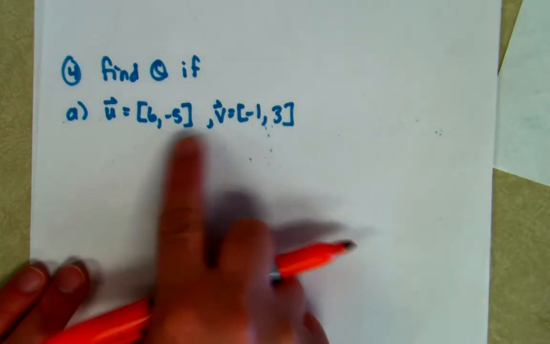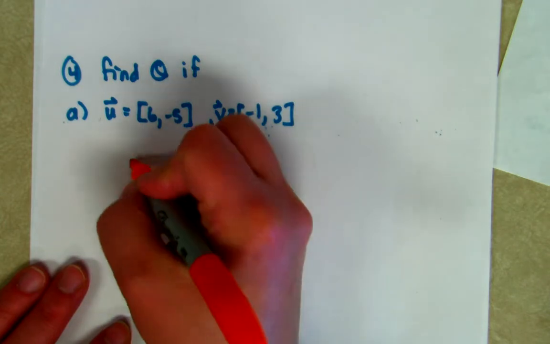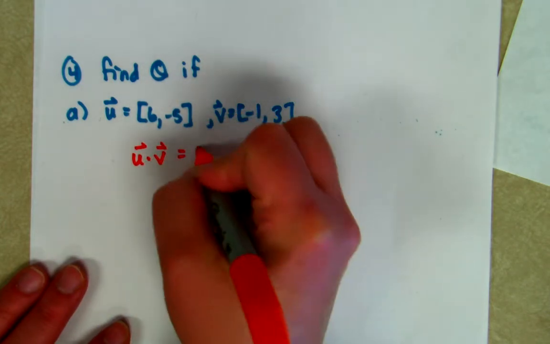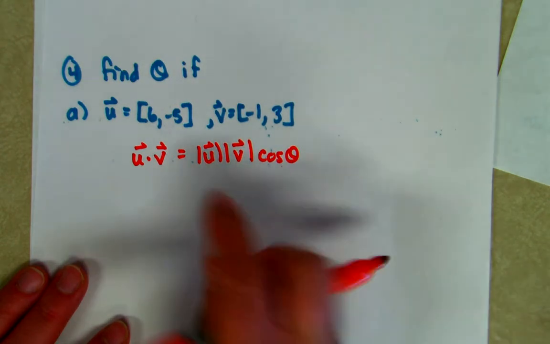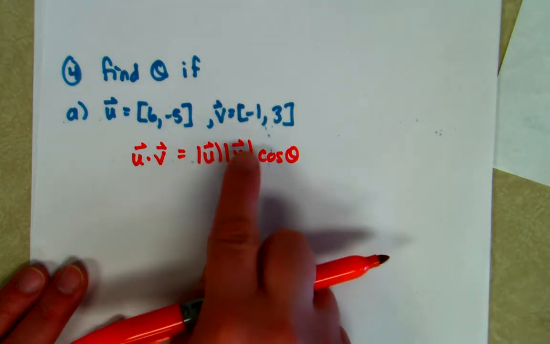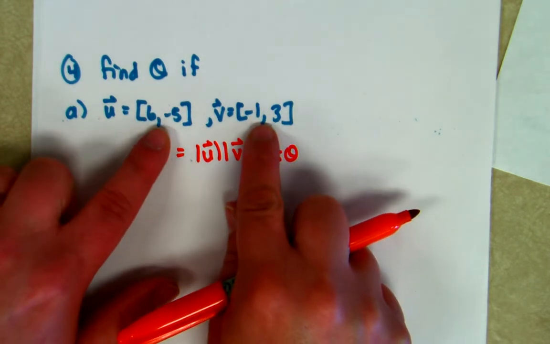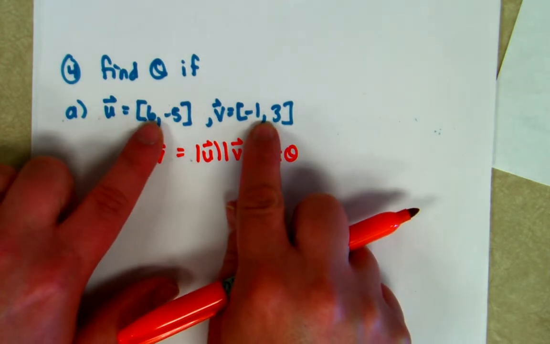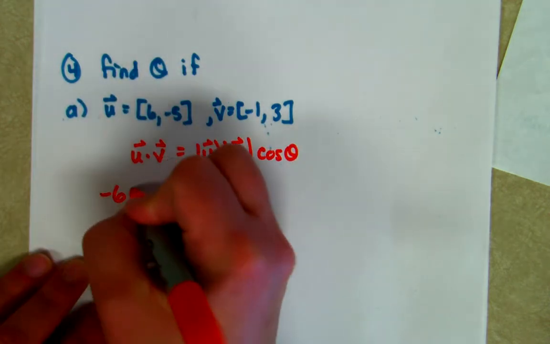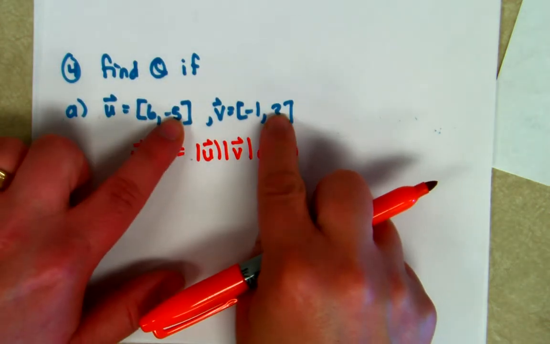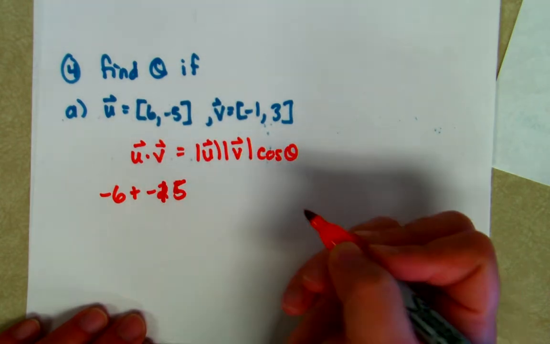So now we have 2 algebraic vectors, but we want to find theta, which is the angle between them. But we have a formula that involves theta. I have u dot v is equal to the magnitude of u times the magnitude of v times cos of theta. Well, u dot v I can find using what we just did by multiplying the coordinates and adding them together. So 6 times negative 1 is negative 6 plus negative 5 times 3 is negative 15.